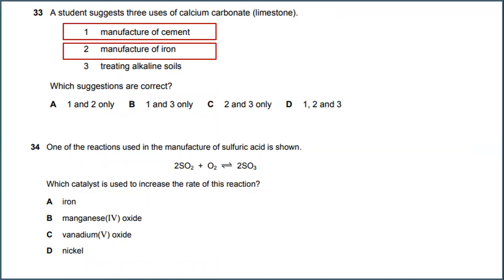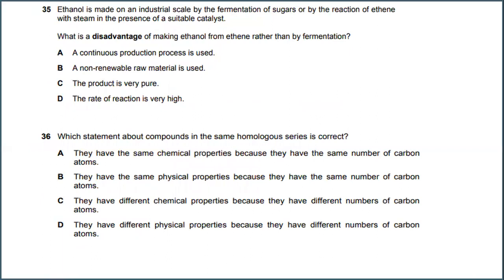One of the reactions used in the manufacture of sulfuric acid, which catalyst is used to increase the rate of this reaction? So the answer will be vanadium(V) oxide. Ethanol is made at industrial scale by the fermentation of sugar or by the reaction of ethane with steam in the presence of a suitable catalyst. What is the disadvantage of making ethanol from ethane rather than by fermentation? Because a non-renewable raw material is used.